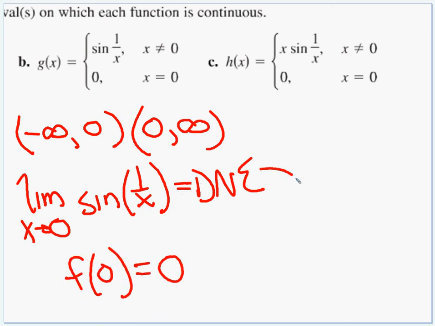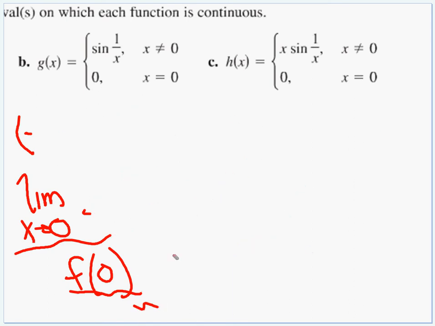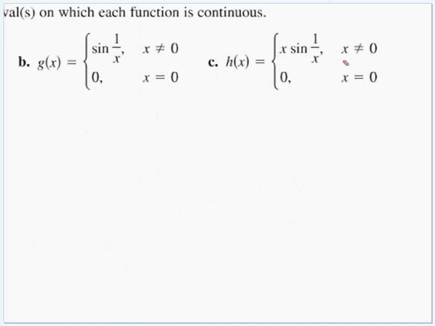So here, they're not the same. The limit should equal the function output. By that 3-part definition of continuity, the limit as we approach should equal this, and the function will be continuous. So here, we're definitely not continuous. The limit as we approach isn't there, but our function is defined. We're going to see something different here in part C.